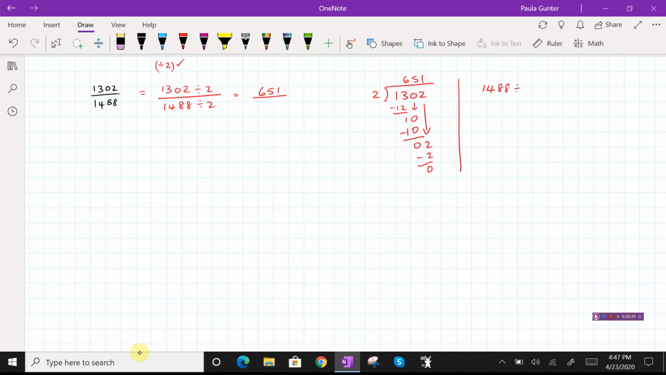We're dividing the denominator 1,488 by 2. 2 into 14 is 7. 7 2s is 14. We get 0. Bring down the next number. 2 into 8 goes 4 times. 4 times 2 is 8. Subtract. I get 0. And 2 into 8 is 4. 4 times 2 is 8. We subtract. And we get 0. So exactly 744. And we knew that this was divisible by 2.